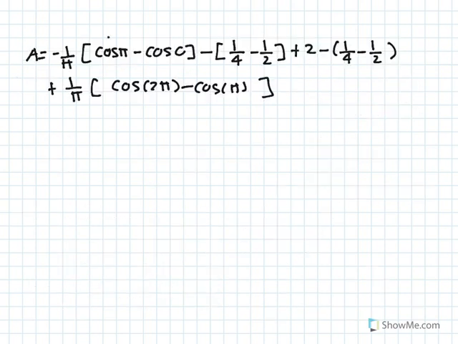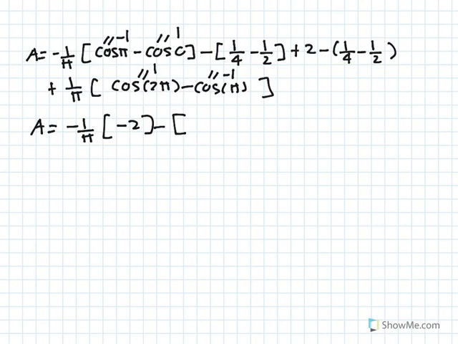Okay, let's evaluate this. What is cosine of pi? Cos of pi, cos of 180, that is negative 1. Cos of 0 is 1. And cos of 2 pi, cos of 360, is 1. Cos of pi is negative 1. We do this very carefully. Area is equal to negative 1 over pi times negative 1 minus 1, which is minus 2, minus 1/4 minus 1/2, that's 1/4 minus 2/4, that's negative 1/4, plus 2 minus 1/4 minus 1/2, that's negative 1/4 again, plus 1 over pi, times cos of 2 pi is 1, minus negative 1 is 2.